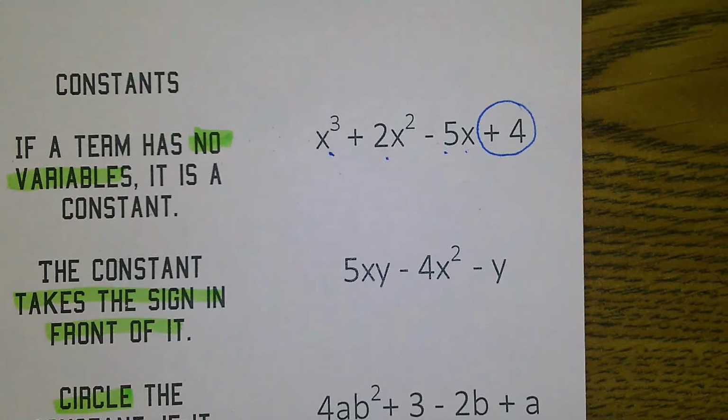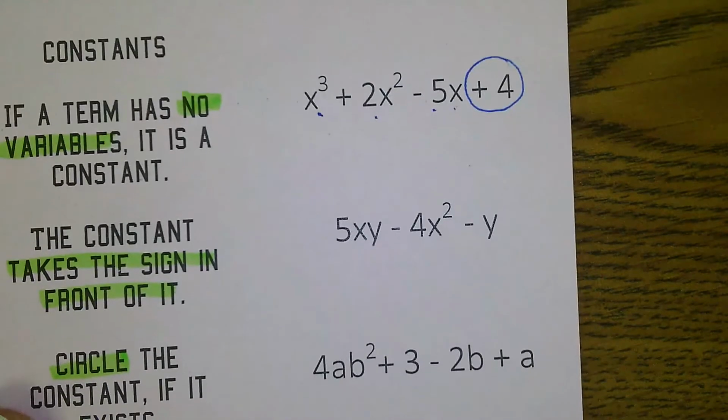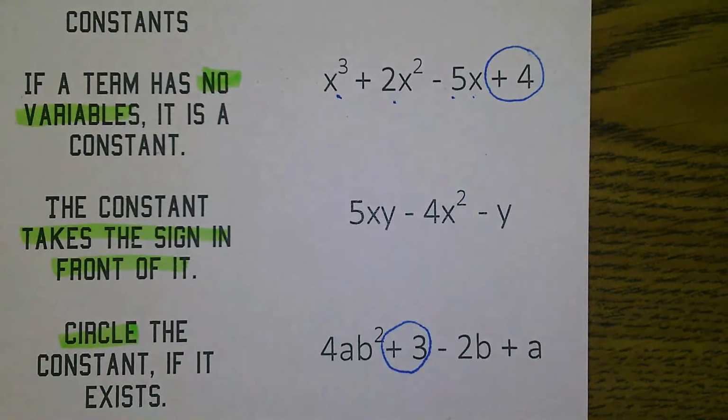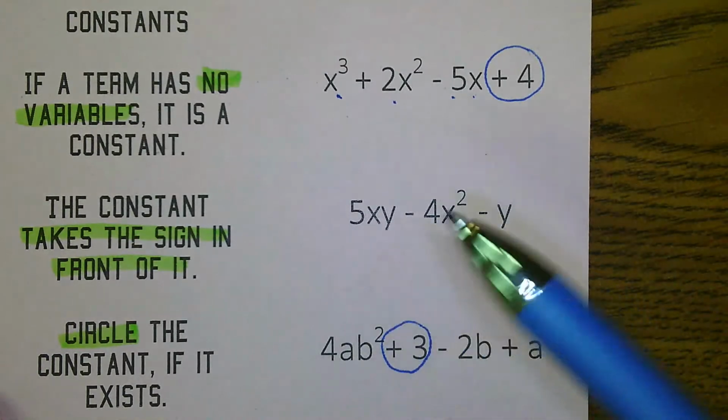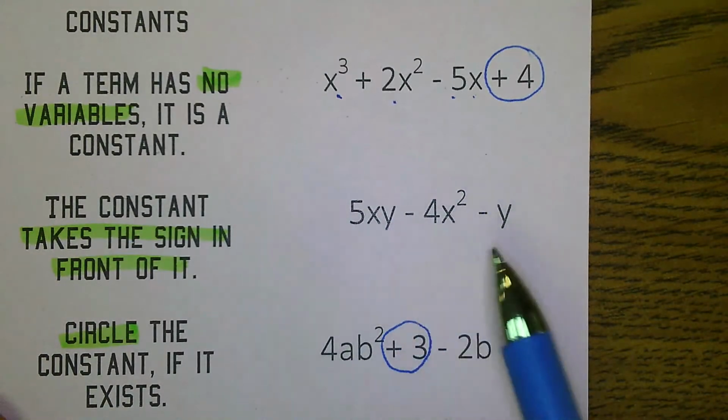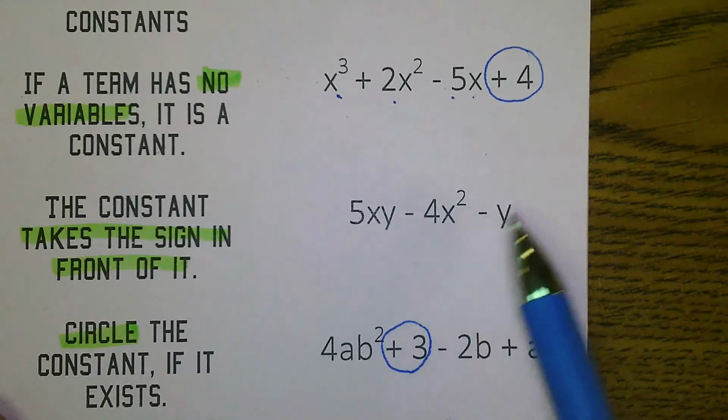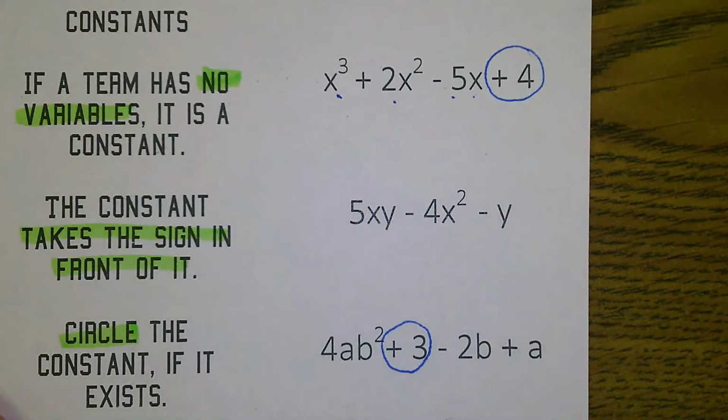So I would like you to pause the video and try the second and third examples on your own. Okay, last but not least, here's our examples. In the second one, we have no constants. Everything had a variable, an xy, an x squared, or a y. There are no constants in our second example. In our third example, we have a variable ab squared, we have a variable b, and a variable a. So the only constant you can see here is +3.